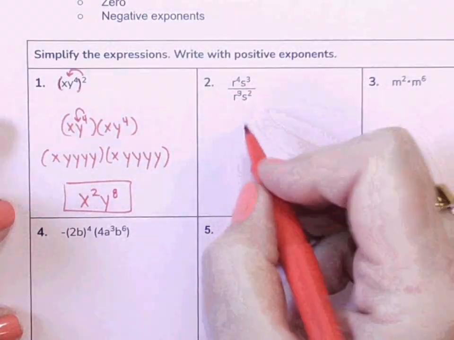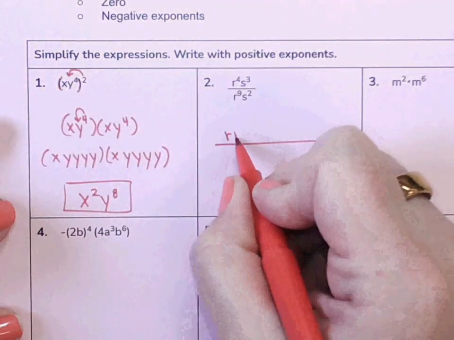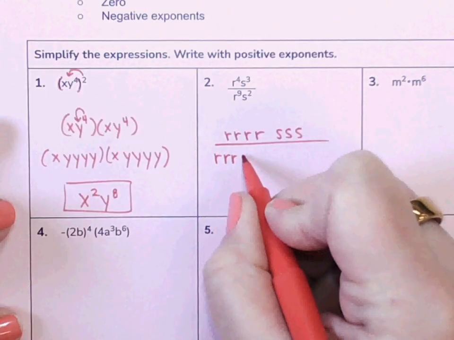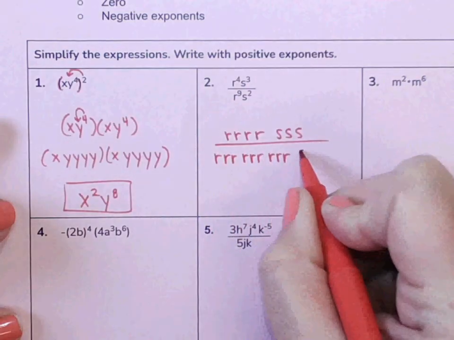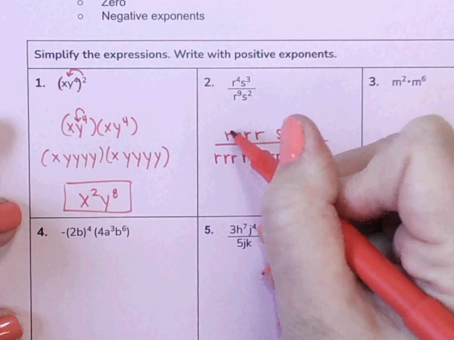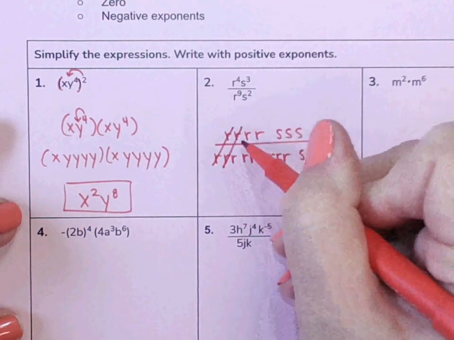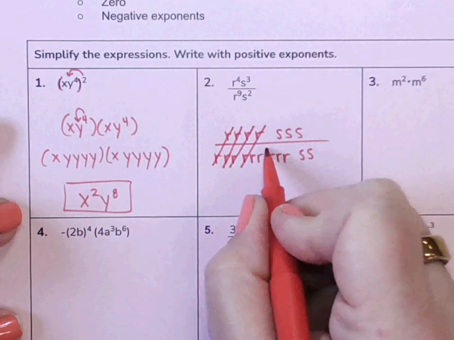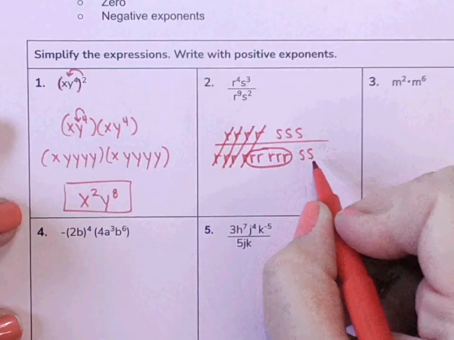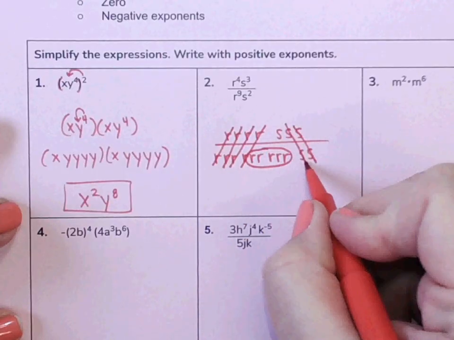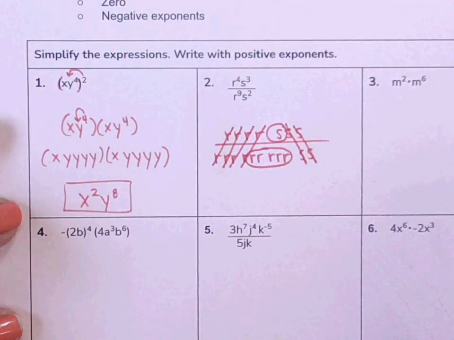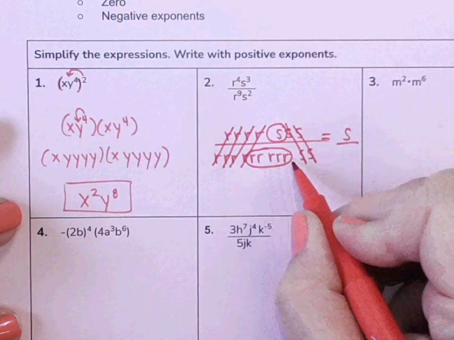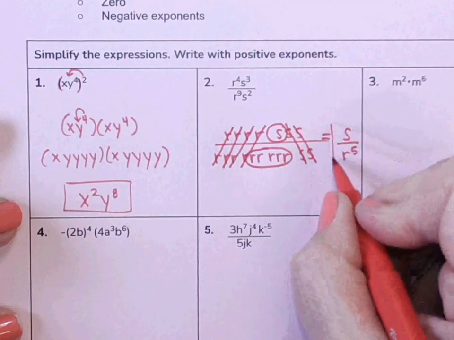Number 2, I'm going to expand all of these. On top, I have 4 r's, 3 s's. On bottom, 9 r's, 2 s's. R divides into R 1 time. So anything that's identical on the top and bottom can cancel out with one another. All of these r's are left over and they're on bottom. S divides into S, S divides into S. I'm left with 1 S and it's on top. Whatever is left on top has to stay on top. Whatever's left on bottom must stay on bottom.